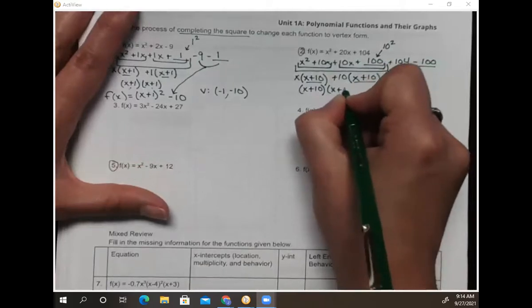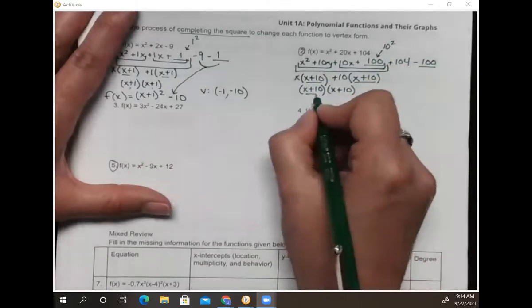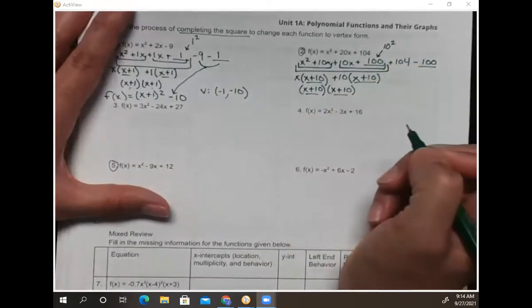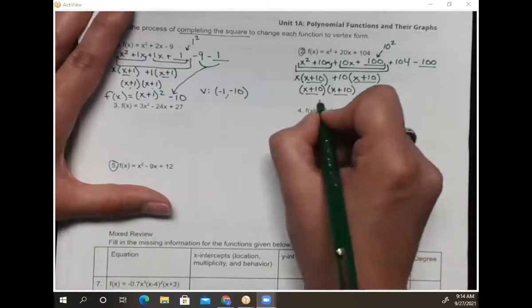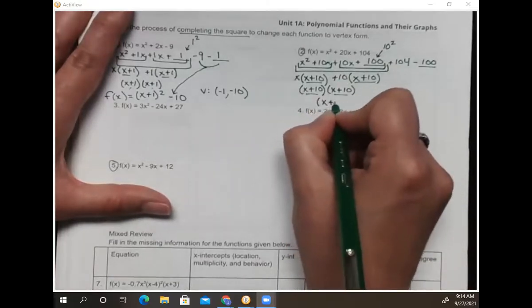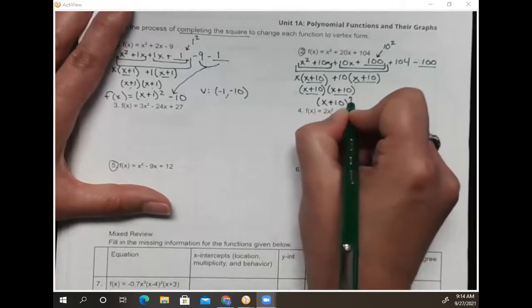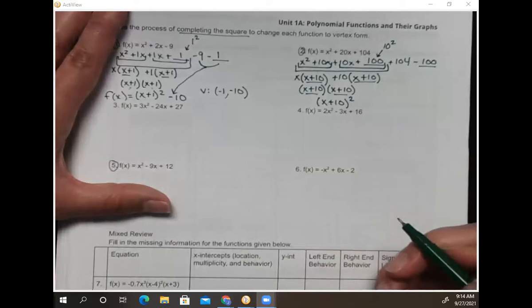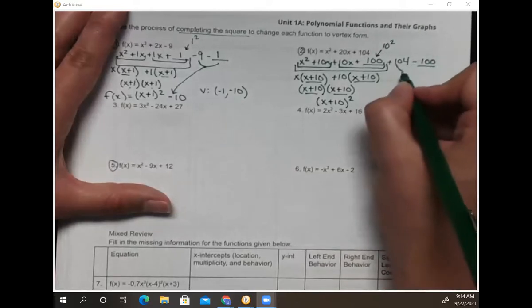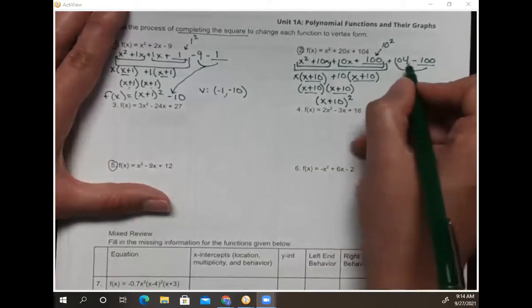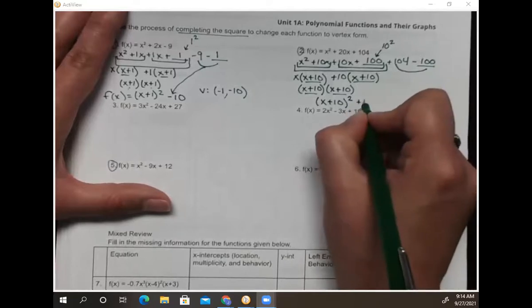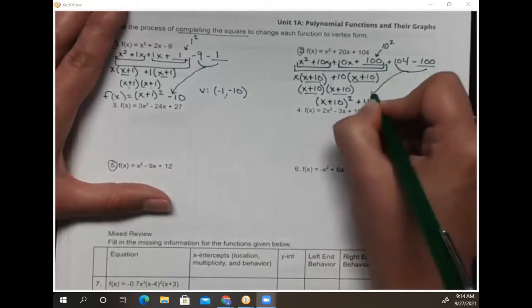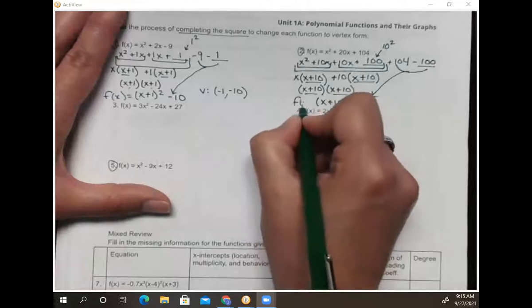Remember, when we're completing the square, I should expect to get the same factor twice because I want to be able to write it in vertex form, which would be something in parentheses squared. Since I've got two of them, I can write x plus 10 squared. And then don't forget to combine your like terms at the end. 104 minus 100 would be plus 4. So there's our vertex form.